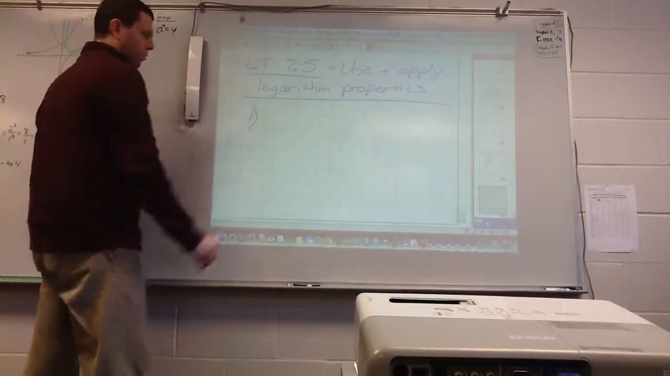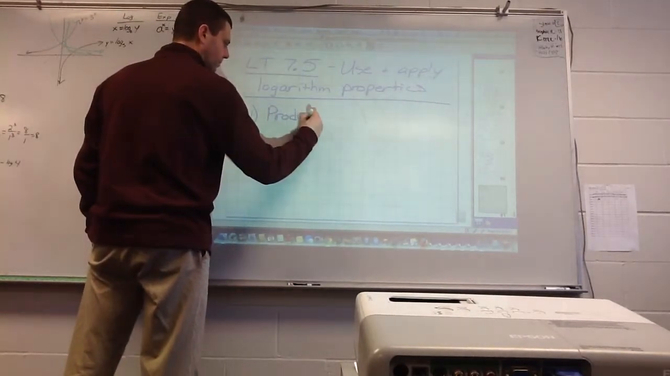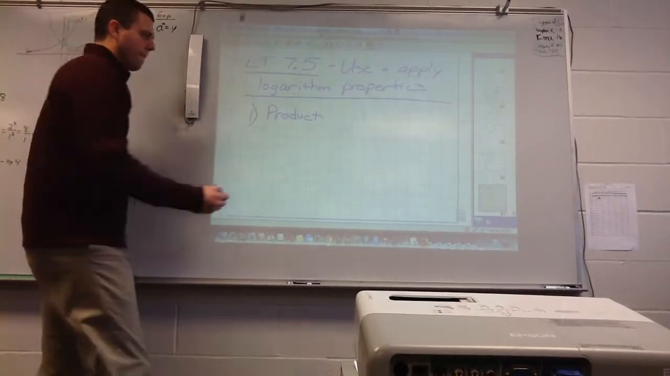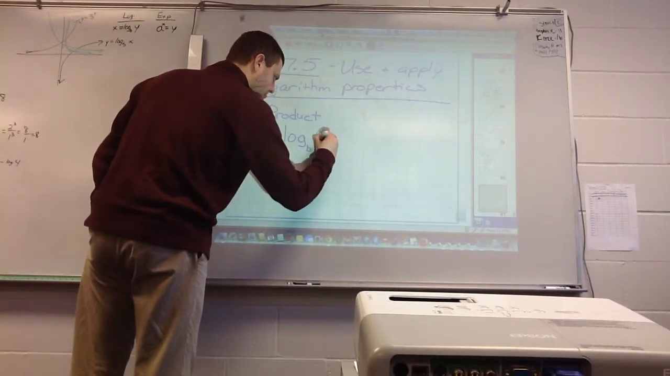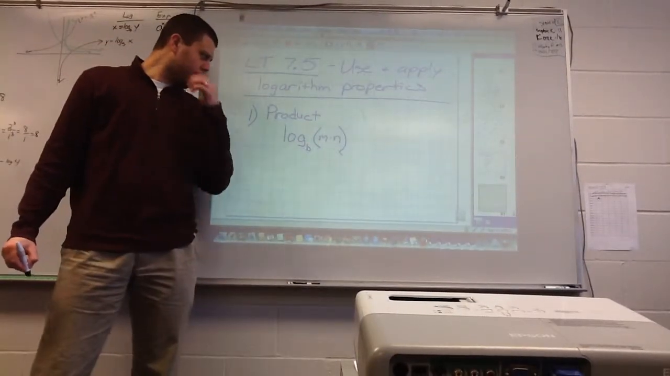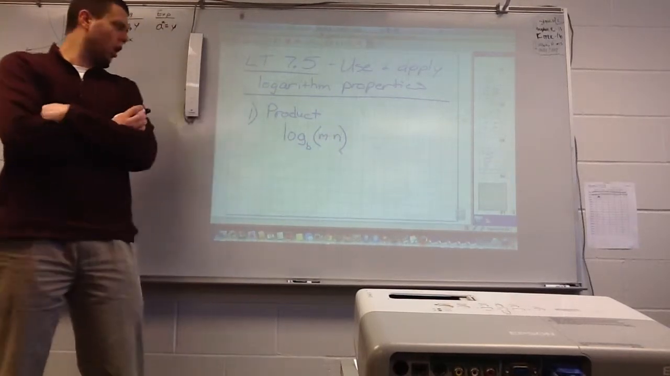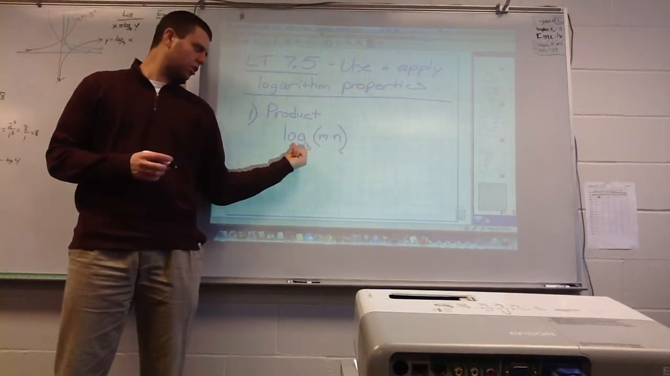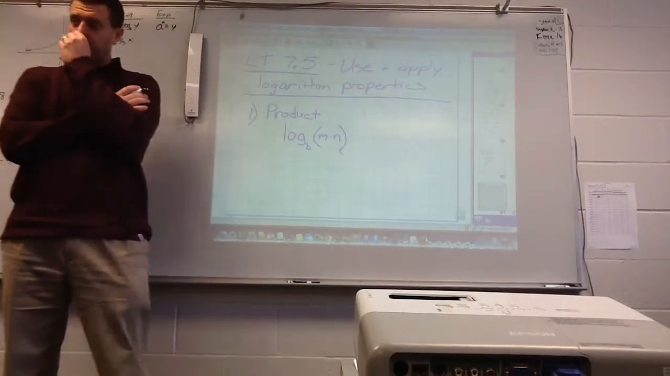There's basically three rules that are kind of big, all right? One is called the product rule. And the product rule says that if you have a logarithm of a product, so this says log to the base b of m times n, so log to the base b of a product, so multiplication. Okay, if you have multiplication, here's what you can do with it.